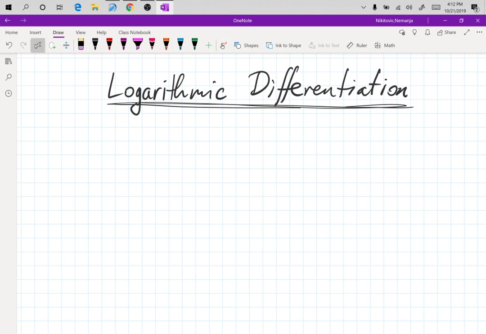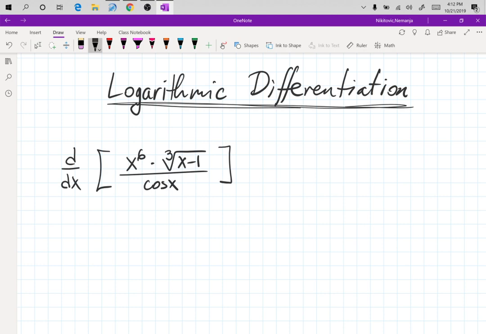So let's take a look at something simpler, right? The derivative of, let's say, x to the 6 times the cube root of x minus 1 divided by cosine x. It doesn't matter, right? So it's much less writing than the previous example. You can have literally anything written down, any exponents, any roots, doesn't matter. So how do we take these derivatives? Well, the title is logarithmic differentiation. You don't see any logs. That's the first issue, right? So we have to fix that.